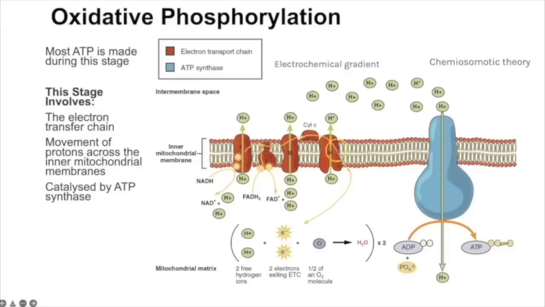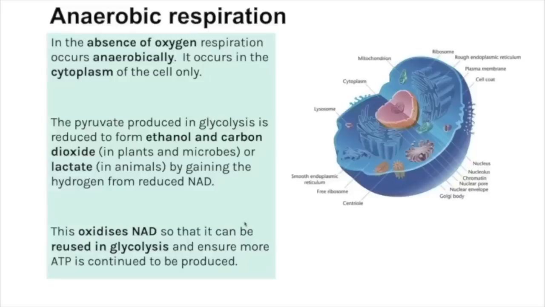Now at the end of the electron transfer chain, those electrons are picked up by oxygen, and oxygen also picks up the protons once they've passed through, and that is how we create water. So we say that oxygen is the final electron acceptor, and it will form water when it also picks up those protons. Anaerobic respiration is without oxygen, and it only occurs in the cytoplasm.